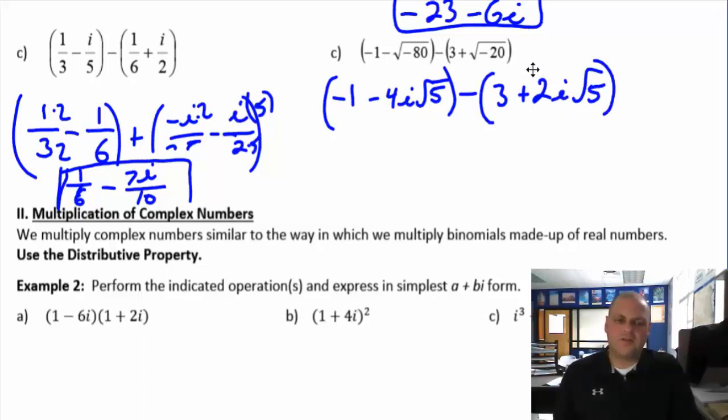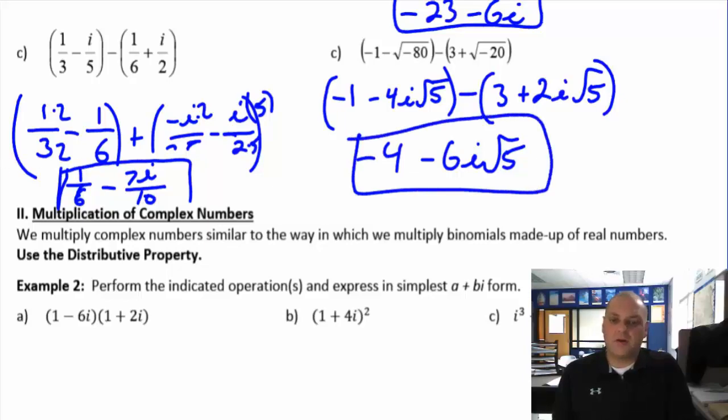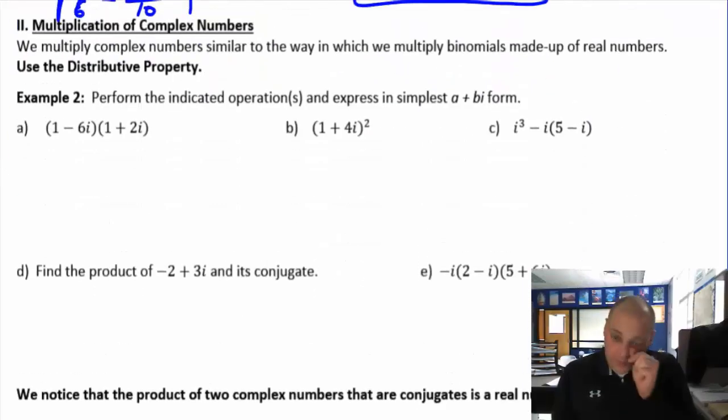Just breaking down the 20 the same way I broke down the 80. You should already know how to do that. We've done that in several lessons. I, because of the square root under the negative. Okay, so negative 1 minus 3 is negative 4. Negative 4i radical 5 minus 2i radical 5 is negative 6i radical 5. So again, just combining like terms. And we're done there. How do we multiply complex numbers?